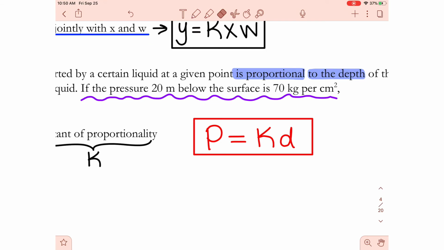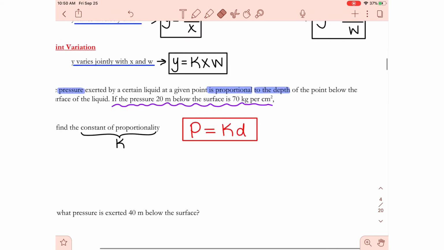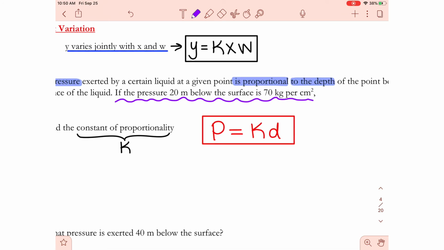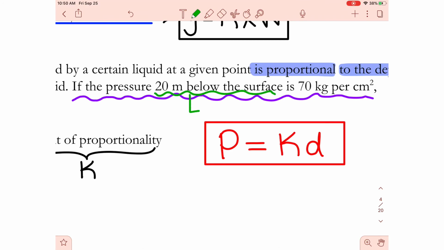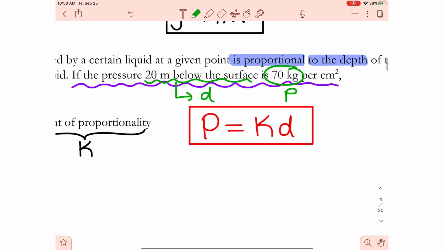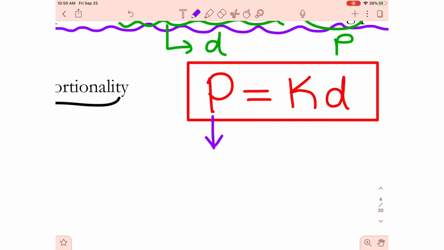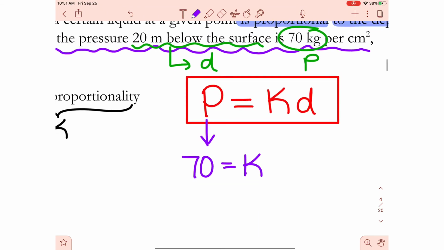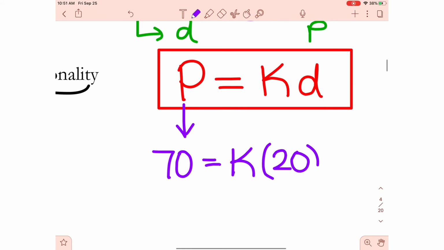So it says if the pressure 20 meters below the surface is 70 kilograms per centimeter squared. This is actually kind of confusing. You have to read this really carefully. In fact, the first time I did this, I messed it up. The pressure 20 meters below the surface. So 20 meters below the surface, that's the depth. The pressure is 70 kilograms, so that's the pressure. So we're going to plug in 70 for pressure. The K is always staying a K for the beginning, and then we plug in the depth.